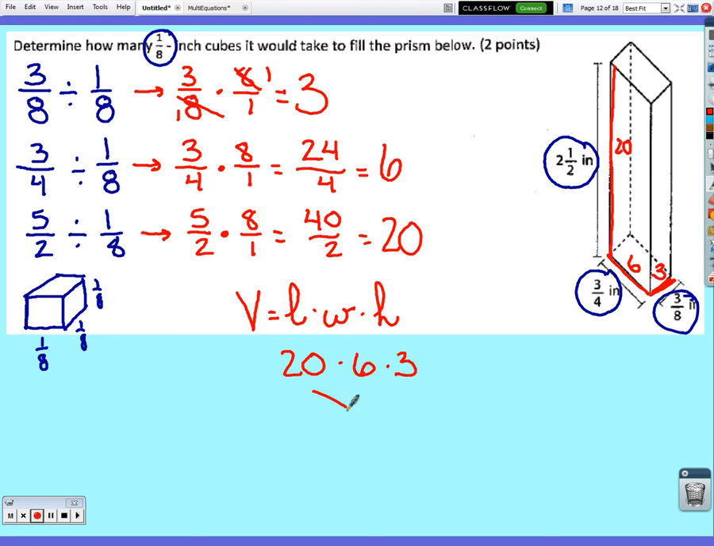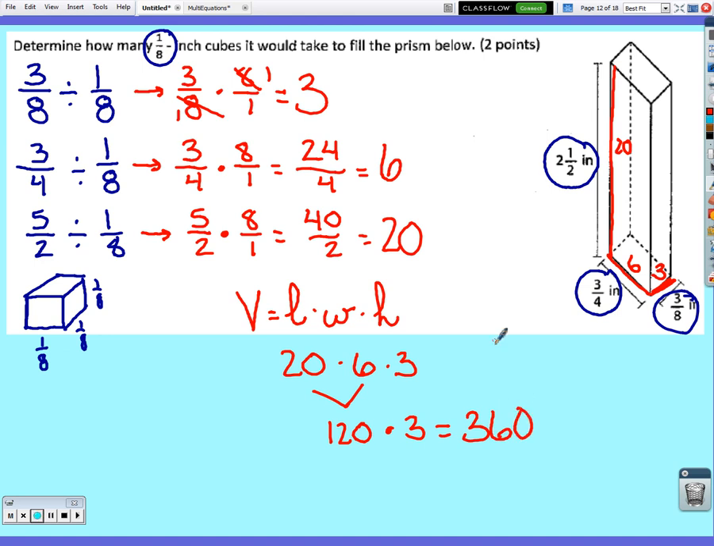So what's 6 times 20? 120. Nice job. We go 120 now times 3. What is 120 times 3? 360. Now, is it 360 cubic inches?